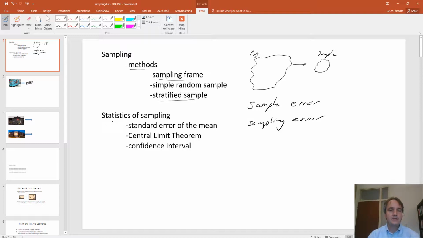And then I also want to get into the statistics of sampling. So even if procedurally we go about getting a very good and representative sample, there are still issues that have to do with the fact that our sample is smaller than our population. And so we're going to look at concepts of the standard error of the mean, this theorem, the central limit theorem, that lets us draw some very good conclusions. And then finally, we're going to talk about confidence intervals and how to set those up.